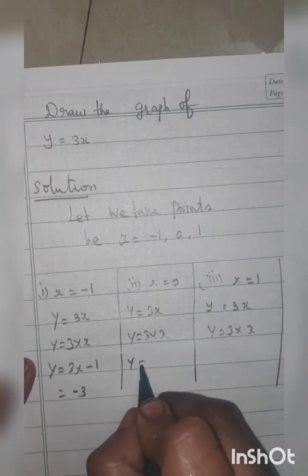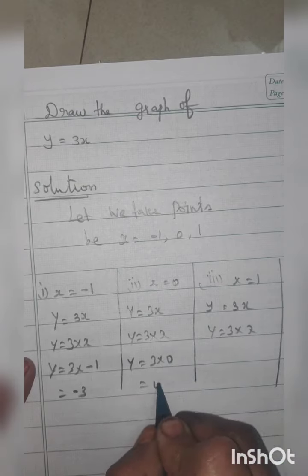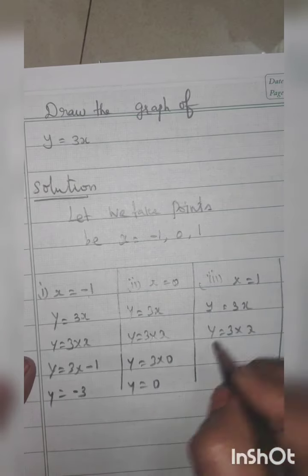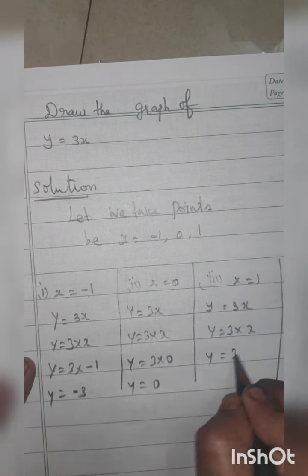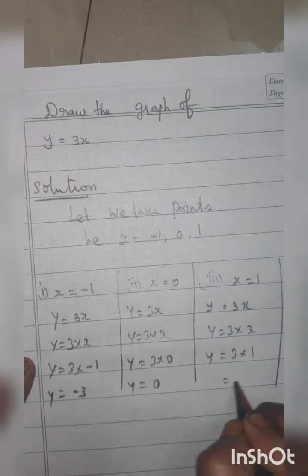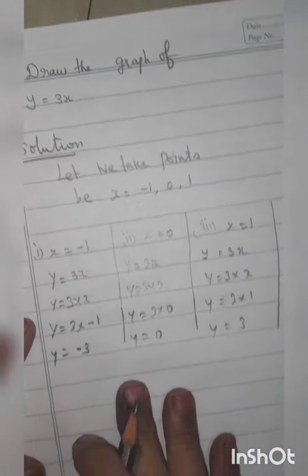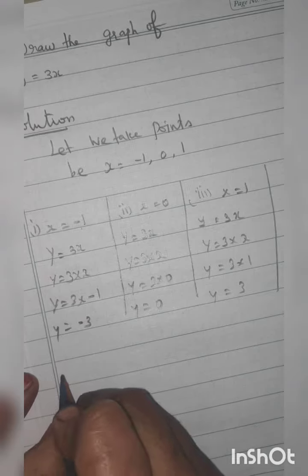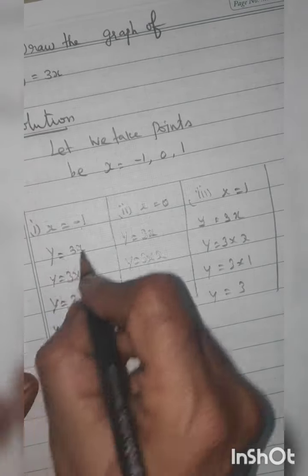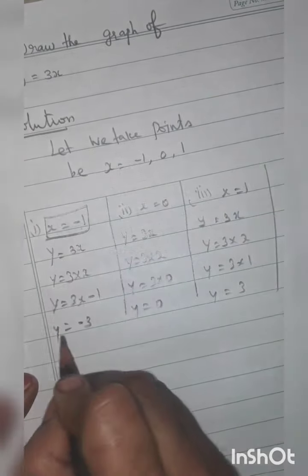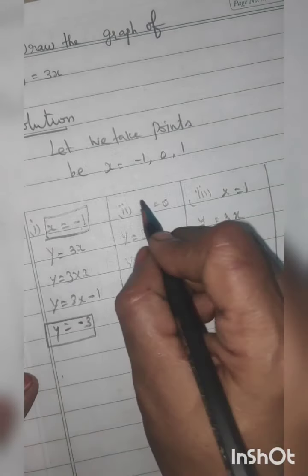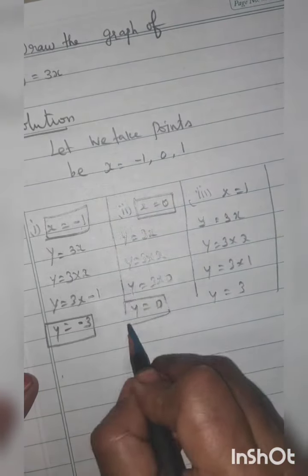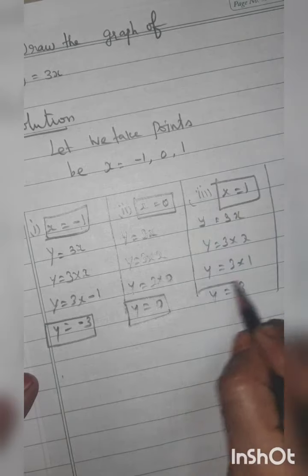Now y equal to 3 into 0, 3 times 0 is 0. Now the y value equals 0. y equal to 3 into x value 1. 3 times 1 is 3. Now the y value equals 3. Now here, the first point, x value equal to minus 1, and you get the answer minus 3. x equal to 0, y equal to 0. x equal to 1, y equal to 3.